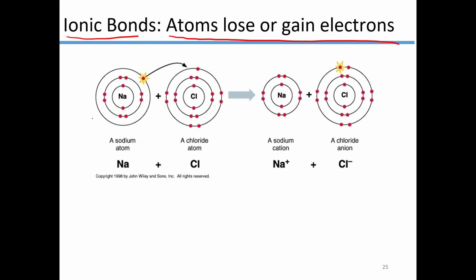So down here, this is an example of an ionic bond. You'll notice that we have an atom of sodium and we have an atom of chloride. Now, one important thing is if you look up here at the superscript or the upper right-hand corner, you'll notice that we don't have anything. We don't have a plus or a minus.